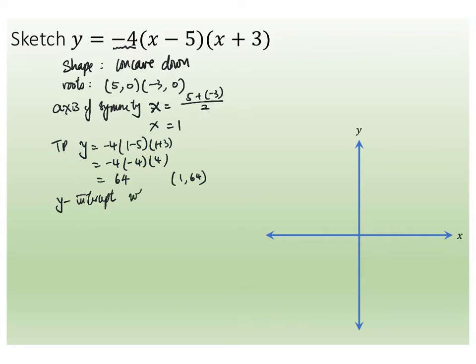Alright, the next bit we need to work out is the y-intercept. It is when x equals 0. So y equals −4(0 − 5)(0 + 3). 0 minus 5 is −5. 0 plus 3 is 3. So −4 times −5 is 20. 20 times 3 is 60. So it's (0, 60).